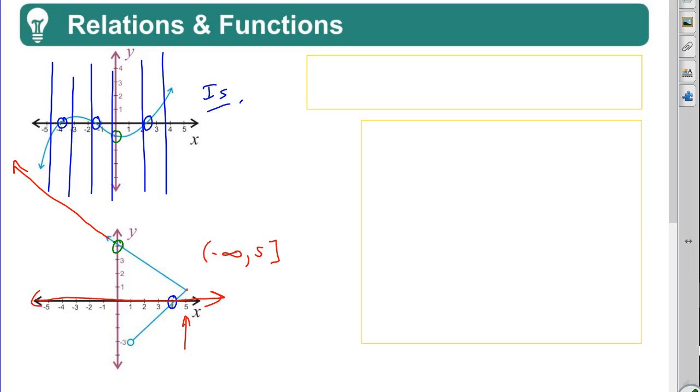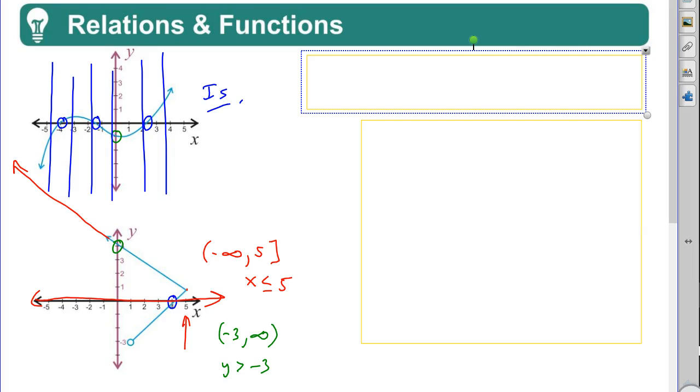What about the range? That's the up and down. Well, what's the lowest value? You've got a negative 3, but the negative 3 is not included. And again, this thing goes forever up, so to infinity. So anything bigger than negative 3 to infinity. You could have also said it this way, y is greater than negative 3. We could have also said the domain as x is less than or equal to 5. Two different ways of saying the exact same thing.